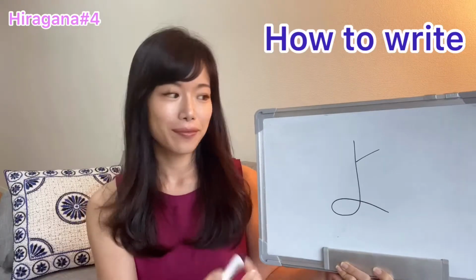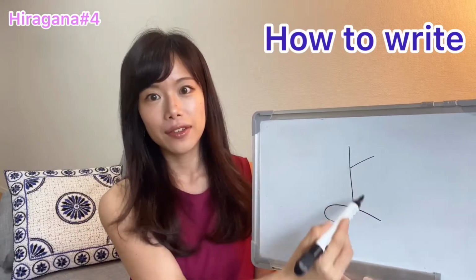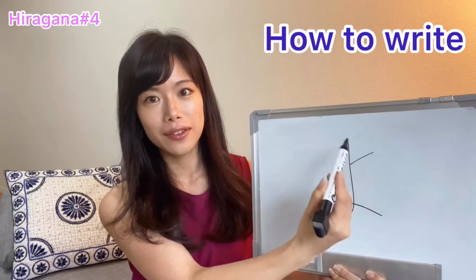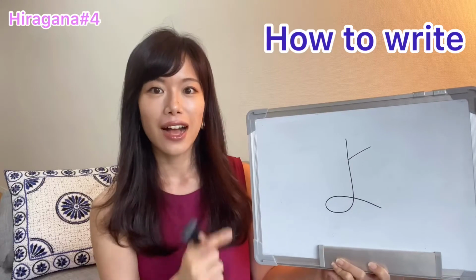How to write yo? 1, 2. Once again. 1, 2. Yo.